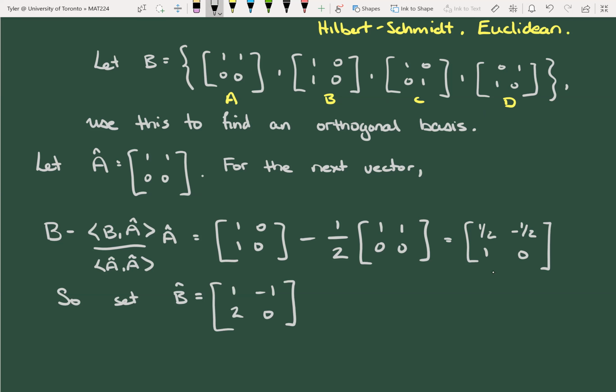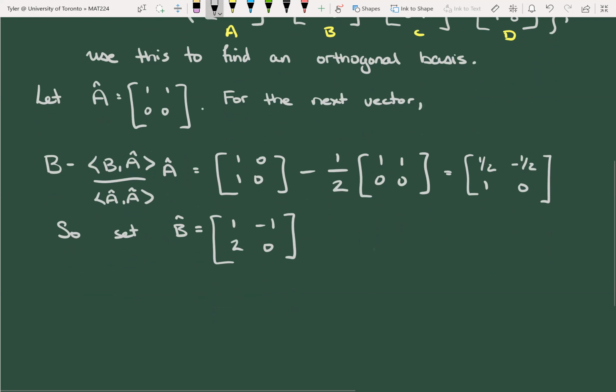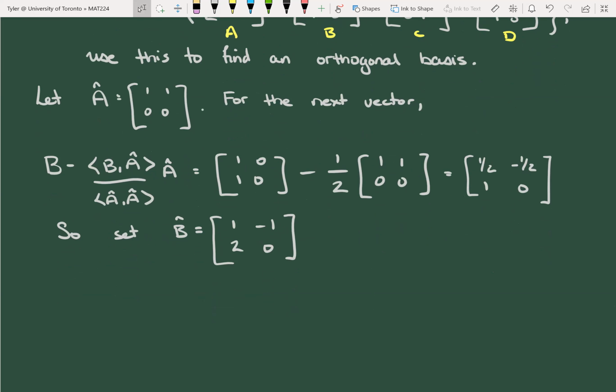And of course, at this point, you can go back and double check that A and B hat are in fact orthogonal to each other, just to make sure that you haven't made any mistakes, right? Because if they're not orthogonal, you must have made a computational error. So you can just double check that pretty easily. And now for C, we're going to do the same thing. So C on A hat.